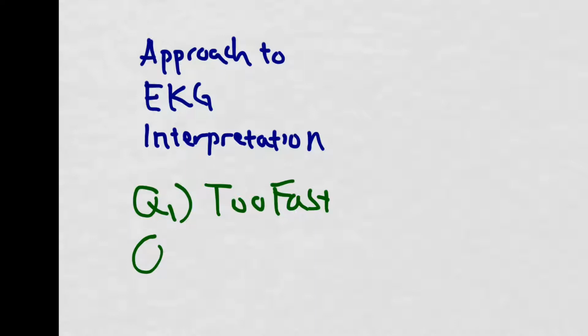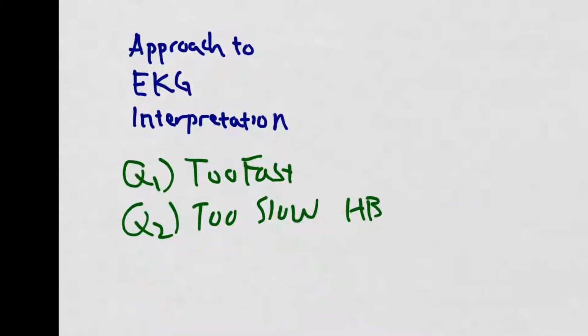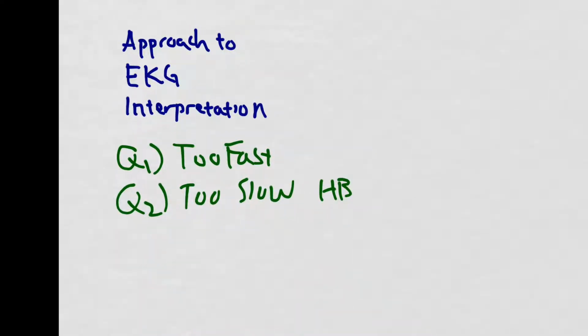The second reason why you may get called by your nurse is because your patient's heart rate is too slow. And really what you're worried about is whether or not the patient is going into a heart block. And the third question that you'll have is whether or not your patient is having a heart attack and you need to call a cardiologist to take the patient to the cath lab.